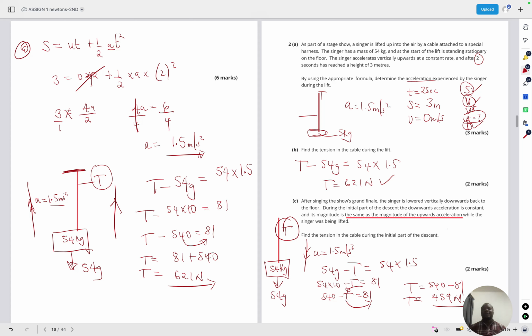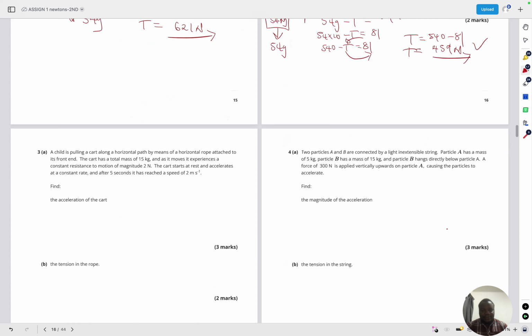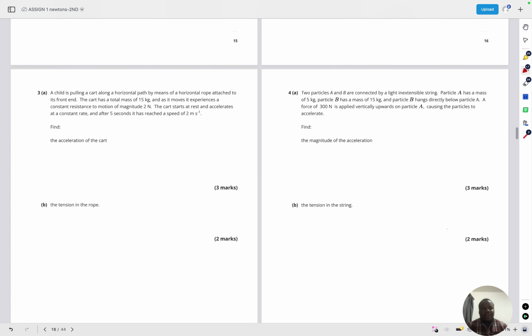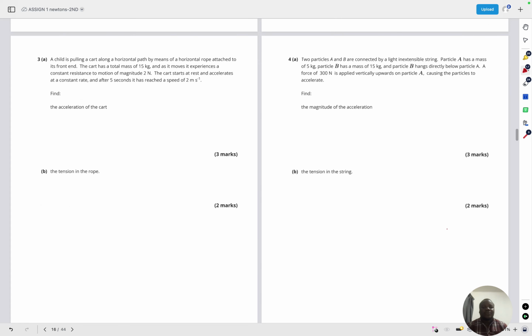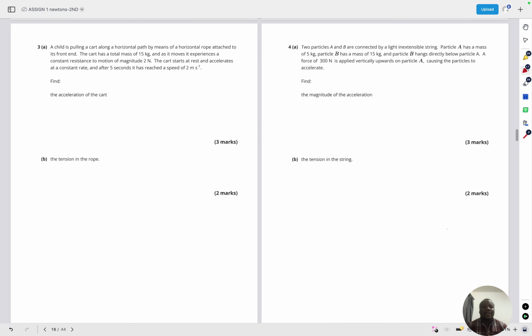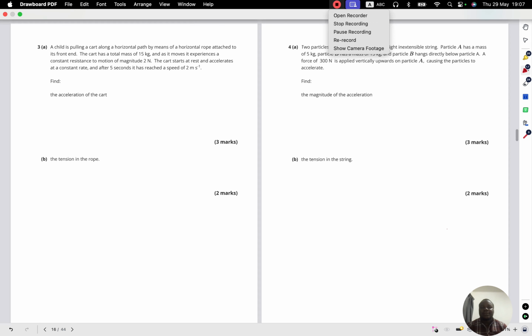So this is question 2 of the assignment, on the medium part of the question, still on Newton's second law of motion. Let's look at number 3 and 4, which would be the last questions. I think the other questions should follow the same order. So let's look at that.